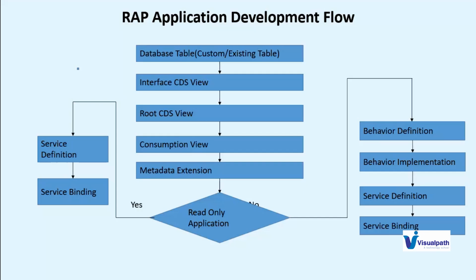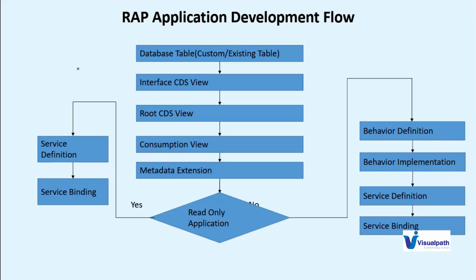And once we define the behavior definition, there we will implement the behavior implementation class, and then service definition, service binding. So this is going to be the RAP application development flow. If you develop any kind of application or if you are developing any kind of API, then this is the same procedure we will have to follow. This slide is very, very important because this is the development flow we will have to follow.